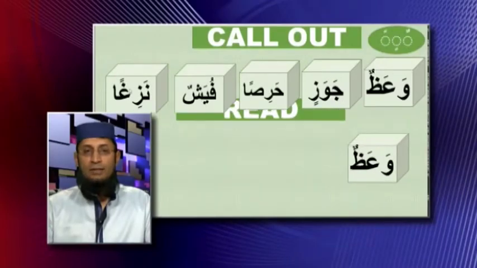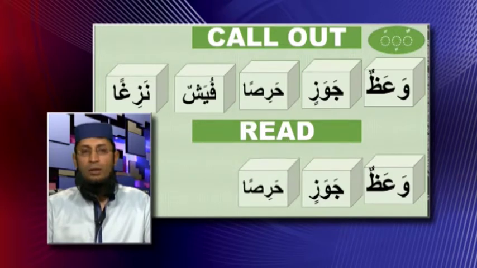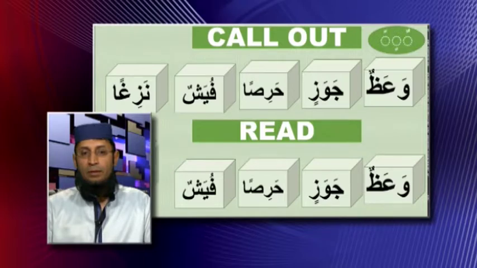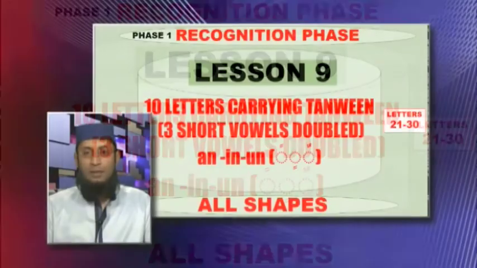Right, let's do the reading phase. The very first one will be wa'adhun, jawazin, harisan, fuyashun, fuya and then shun, fuyashun. And the last example is nazighan. Right, so these are the letters which we completed last week.